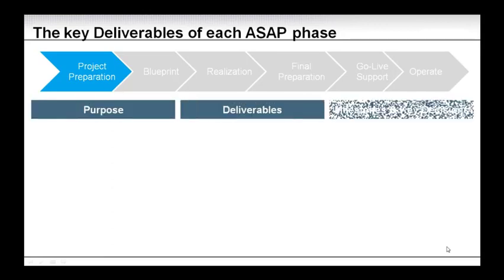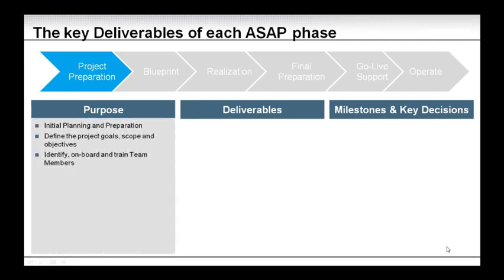For the project preparation phase, we will explain the deliverables in 3 categories here. We will explain the purpose of the phase itself, the deliverables, as well as the milestones and key decisions that need to happen in the phase. So purpose. The project preparation is the initial planning and preparation phase. This is where you define the project goals, scope, and objectives. And it's also where you onboard and train your team members. Now, the second bullet, define the project goals, scope, and objectives, can be quite comprehensive if you have to build the business case and you need to get approval around starting the project.